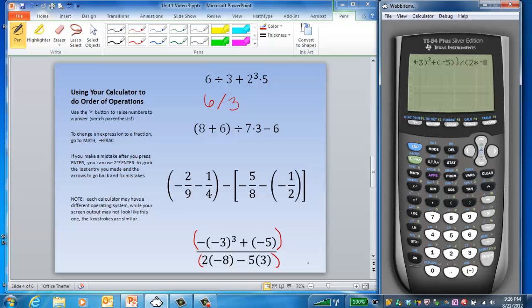2 times -8 minus 5 times 3. I didn't use the parentheses like they were written there, because those parentheses were just identifying multiplication, so I chose to use the multiplication symbols. I don't know if I'm going to get a fraction or not, so I'm going to tell the calculator, you know what, just in case this doesn't come out nice, I want you to give me my answer as a fraction. And there it is, it's the -22/31. If you got the decimal version because you press enter right away, just go ahead and take your answer, change it to a fraction.